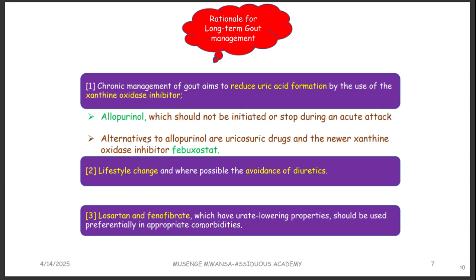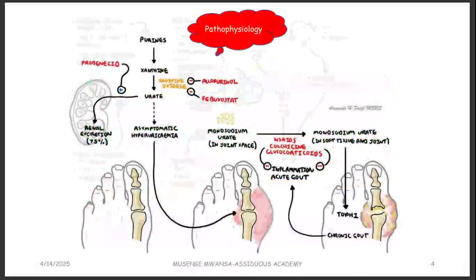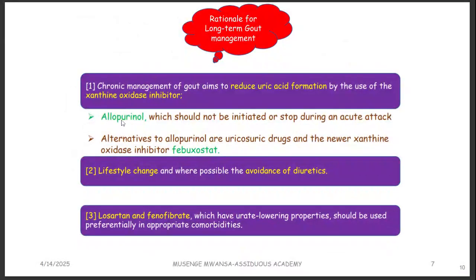The alternative to allopurinol are uricosuric drugs and the newer xanthine oxidase inhibitor febuxostat. Febuxostat works like allopurinol, but you can also give these uricosuric drugs, the ones that will promote urination, like probenecid. But allopurinol should not be initiated or stopped during an acute attack. If someone has got an acute attack, you don't give this drug, or you don't stop it if someone has got it. You are trying to manage a long-term condition, and then someone has got an acute attack.